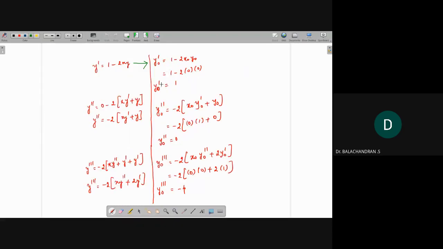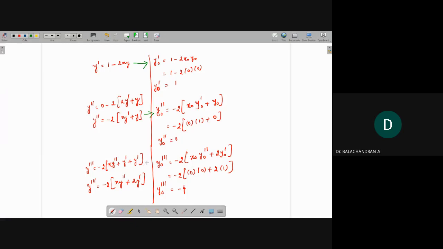So y naught dash is equal to 1. Similarly, from y double dash, I'm going to find y naught double dash. y naught double dash is equal to minus 2 into x naught into y naught dash plus y naught. So minus 2 into x naught is 0, y naught dash is 1, and y naught is also 0. So finally, you'll get y naught double dash is equal to 0.